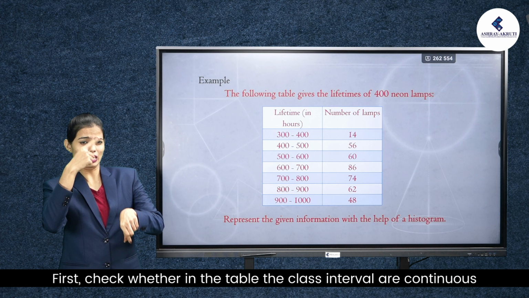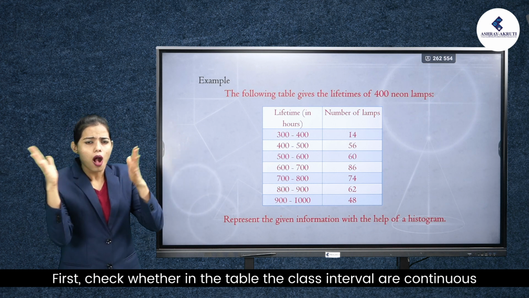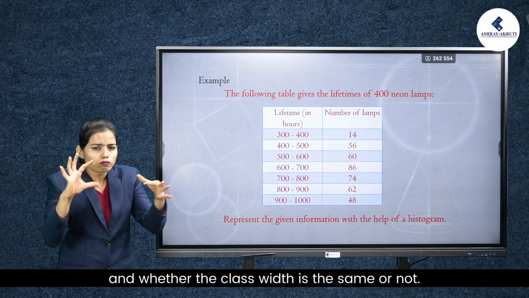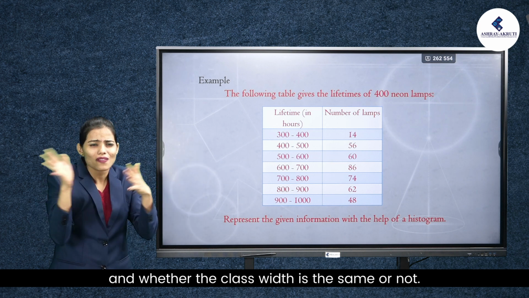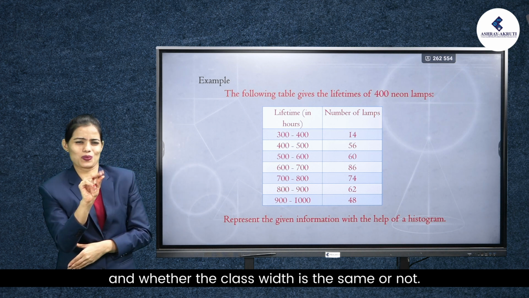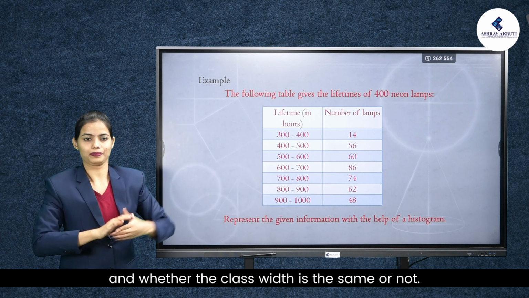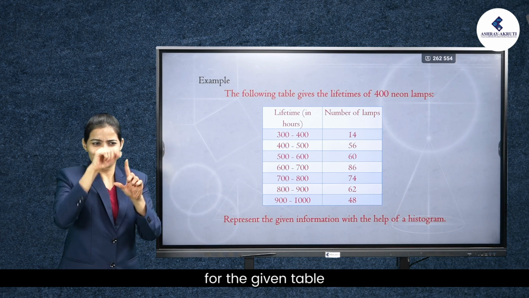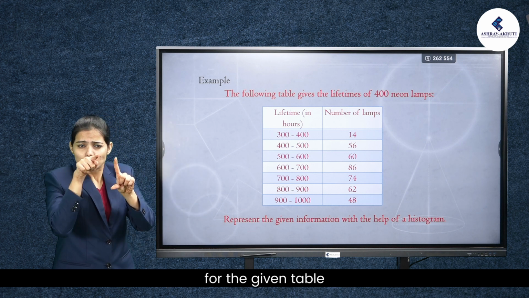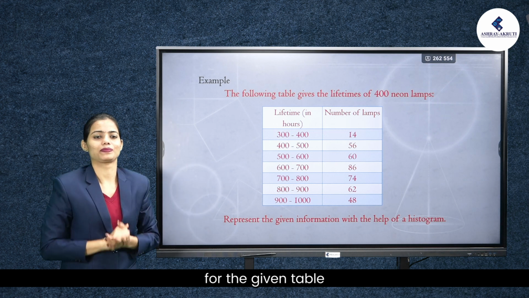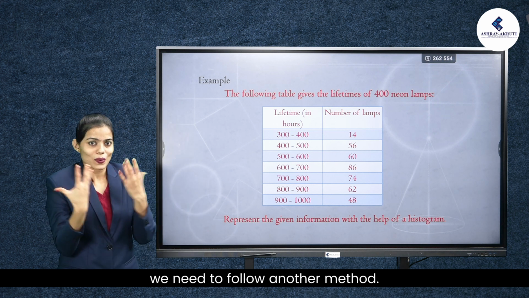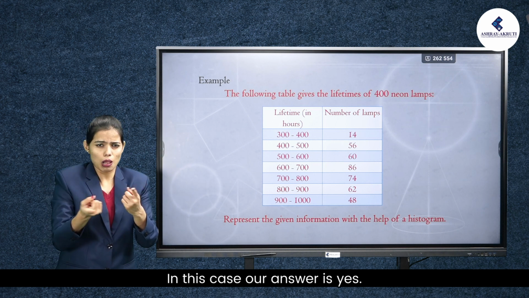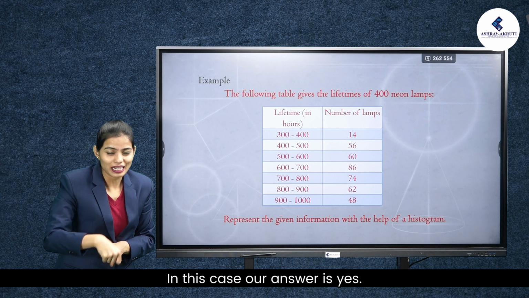Solution. First check whether in the table the class intervals are continuous and whether the class width is the same or not. If yes, we can draw the histogram for the given table. Or else we need to follow another method. In this case, our answer is yes.